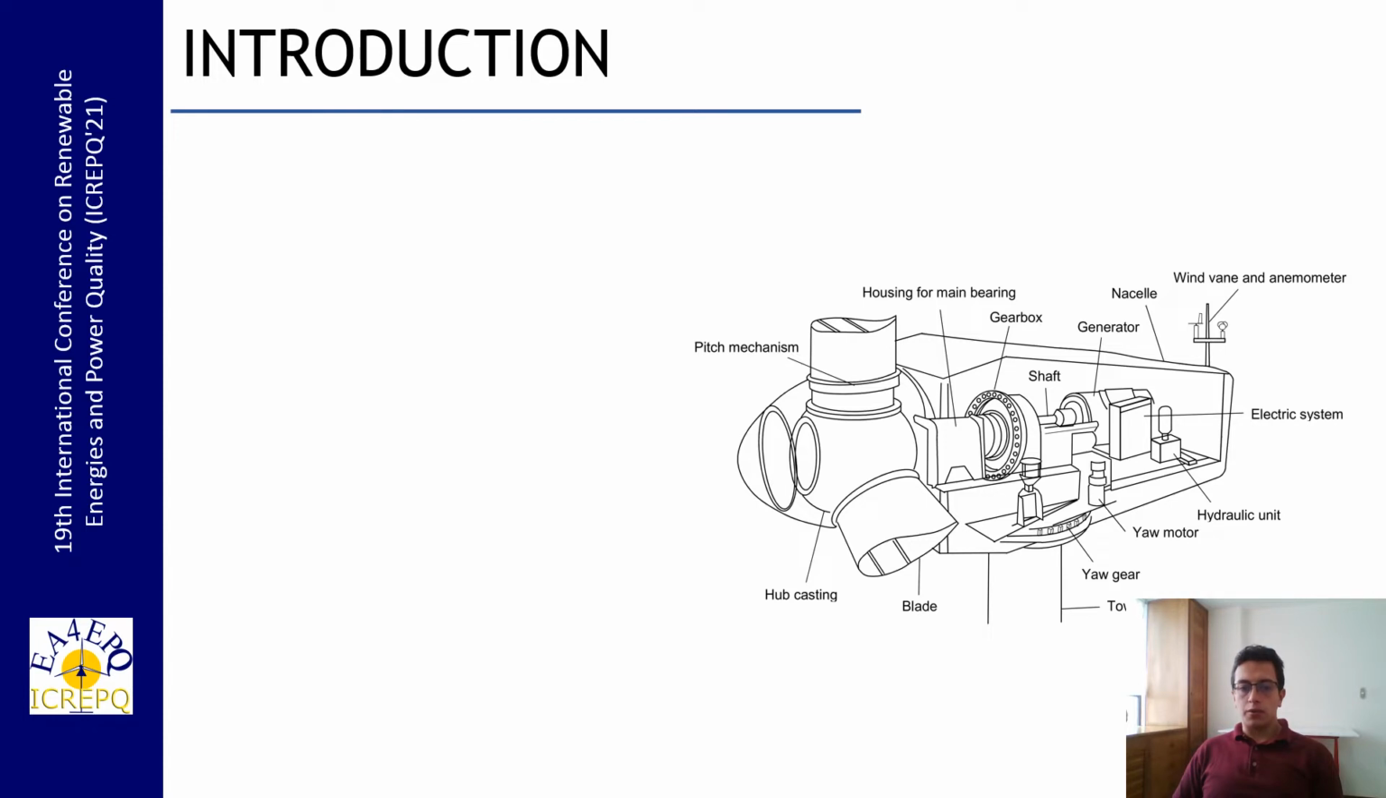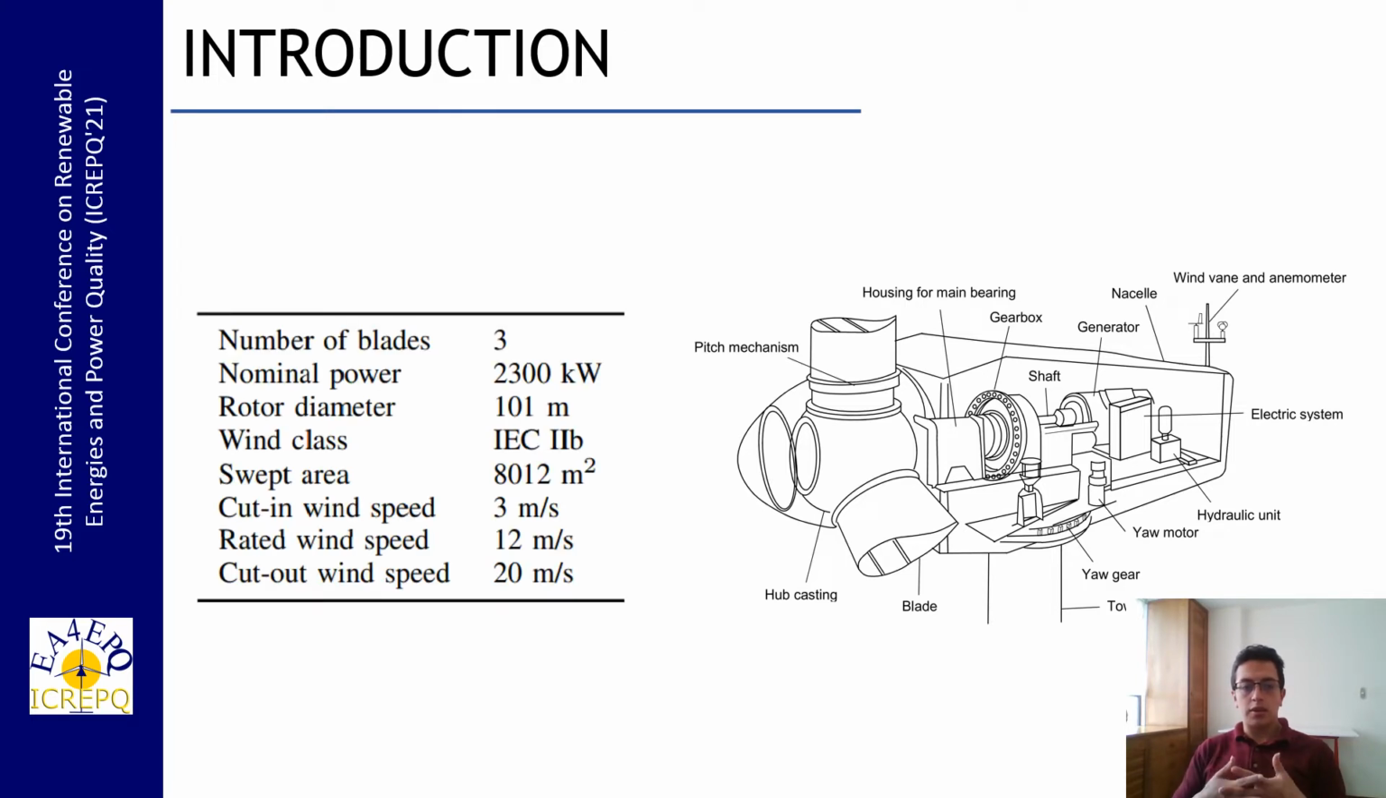Here we have an approach of one wind turbine that we use in this study. Here you can see the components and the features that are inside this wind turbine. And if you want, you can see more characteristics like nominal power, that is 2,300 kilowatts. The rotor diameter is 101 meters. It's a pretty big wind turbine. This is to show that it's a real wind turbine that is studied in this work.